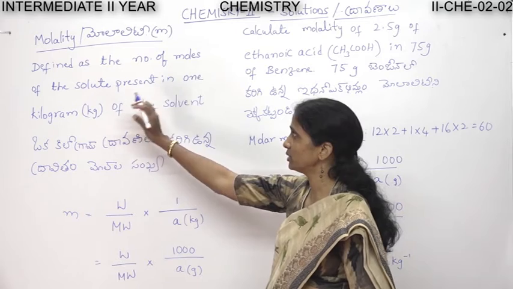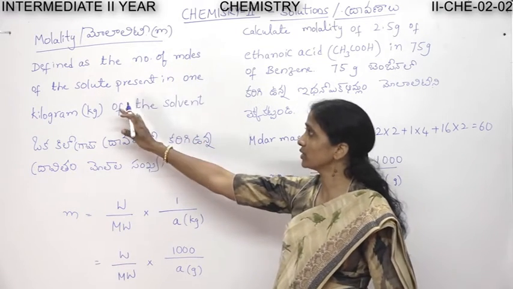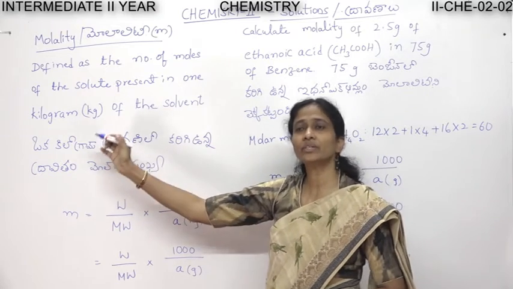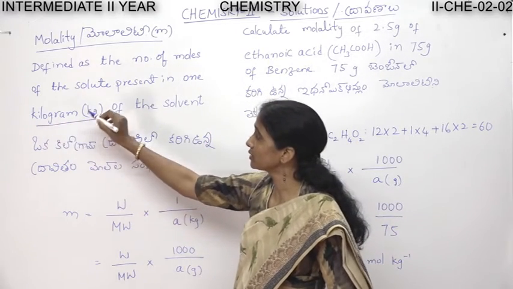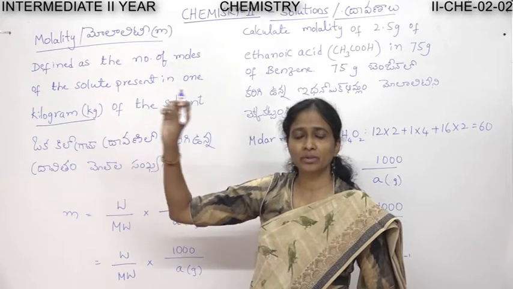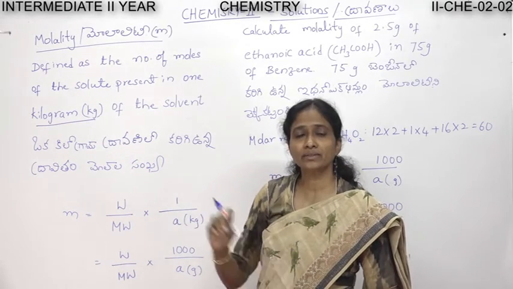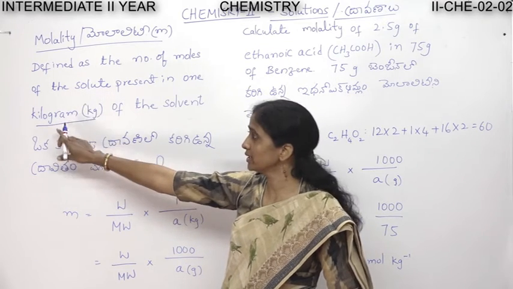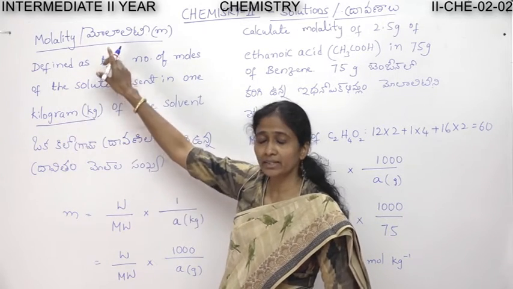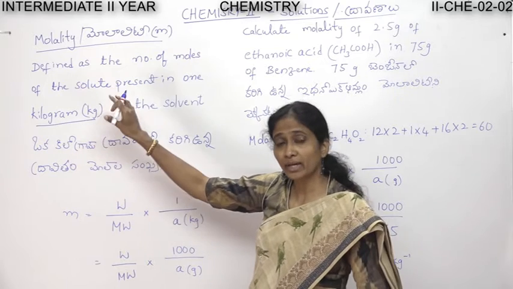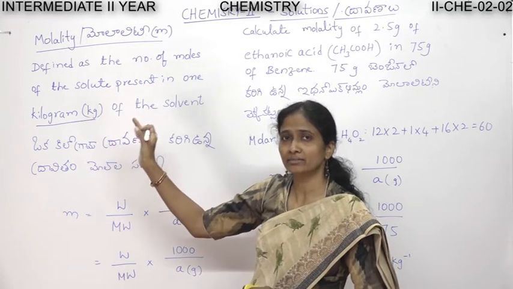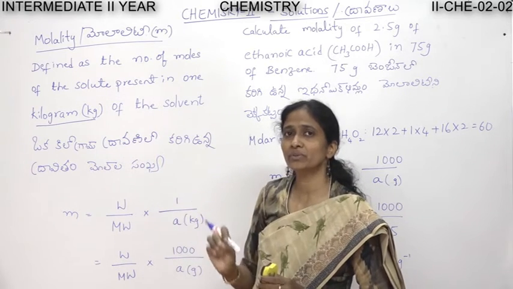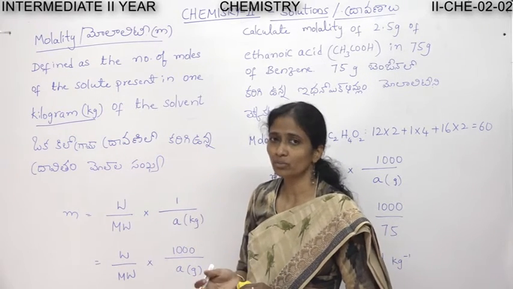So molality can be defined as the number of moles of the solute present in 1 kilogram of the solvent. So here we can notice the difference is kilogram. When we discussed about molarity, it was about liter. Okay, it was about liter, and now it is kilogram. So in molality we say kilogram, and in molarity we say 1 liter. Liter and kilogram. So that is the main difference between molality and molarity.